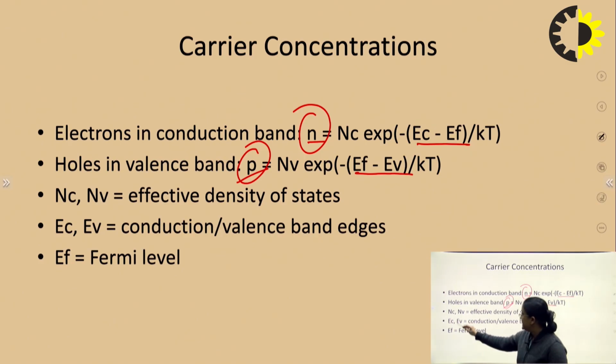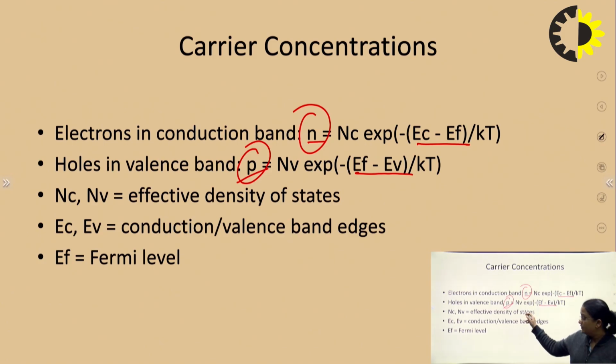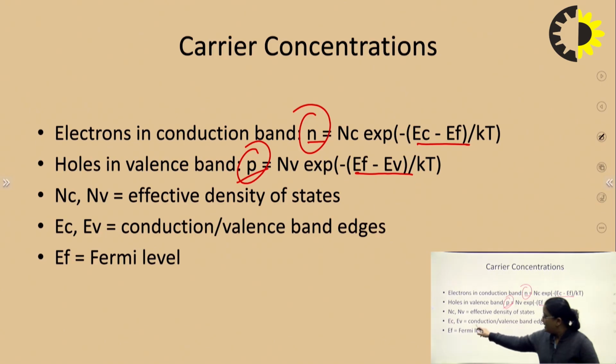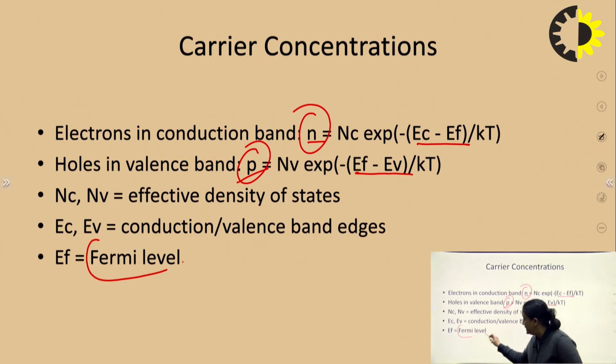What are these NC and NV? NC and NV are basically the effective density of states in the conduction band and in the valence band. And EF represents your Fermi level.